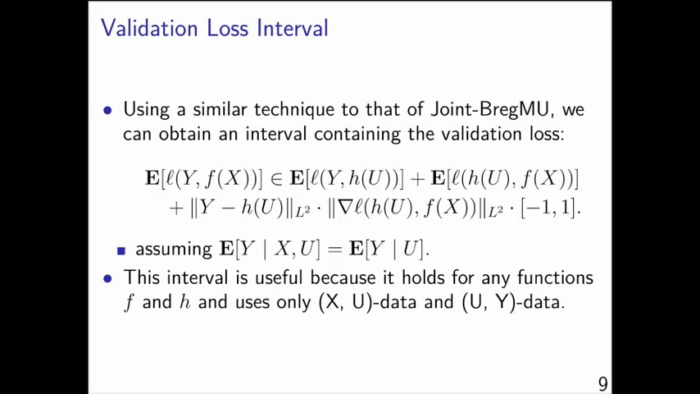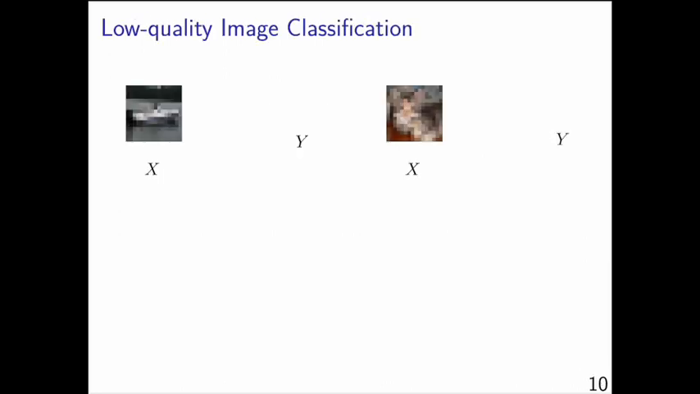Using a similar technique to that of joint Breg-MU, we can obtain an interval containing the validation loss. This interval is useful because it holds for any functions, f and h, and uses only xu data and uy data. We tested our methods in low-quality image classification.